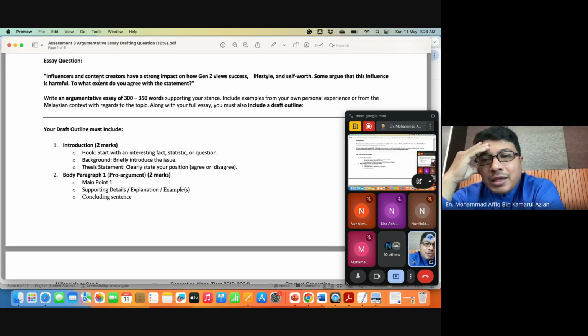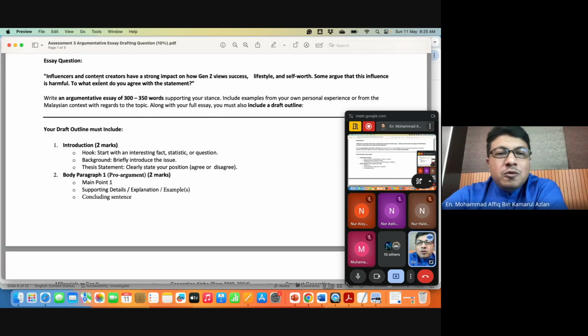Some argue that this influence is harmful. So the influence from the content creators on TikTok, Instagram, YouTube, Facebook, to what extent do you agree with the statement? The influence of these content creators is harmful or positive or negative? What do you think? Agree or disagree? Or you have both opinions, agree and disagree?